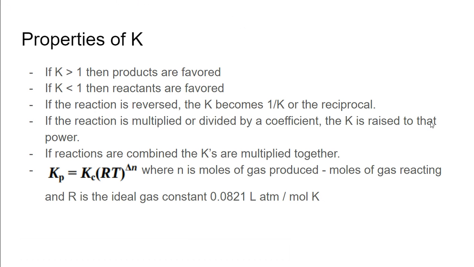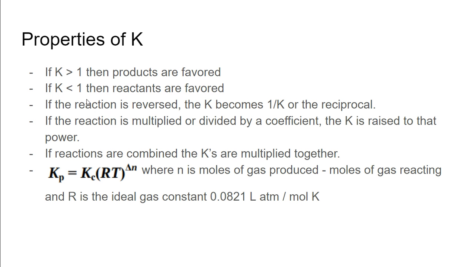Now, some of the terms that we use when we talk about equilibrium expressions, or the properties of K. If K is greater than 1, we say that products are favored. So any number greater than 1, we say the reaction favors the products. If K is less than 1, then we say reactants are favored. Because remember, it's products over reactants. So if there's more products than reactants, then we say it's product favored. If there's more reactants than products, then K would be less than 1, and we say reactant favored.